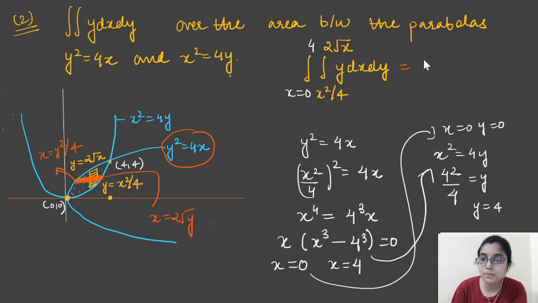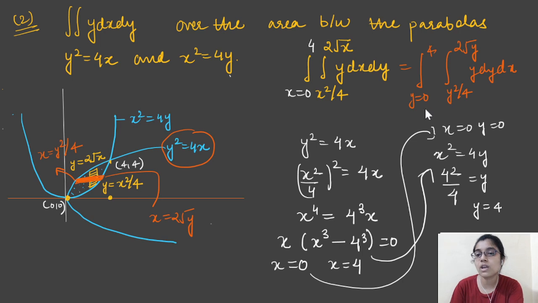So it can simply be done like this also, from left to right, that is from y square by 4 to 2 root y. And the limit of y, we can keep as y is equal to 0 to 4, that is from bottom to top. And we can keep this as dx dy, or you can just keep dy dx and keep the limit like this. Okay, so this was question number 2 that we did today. Let's proceed to question number 3.